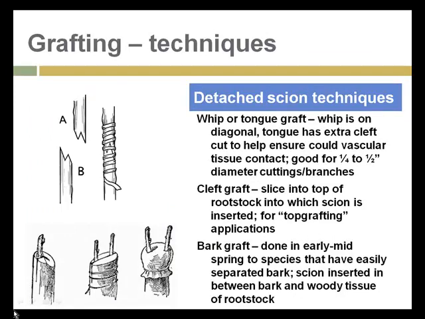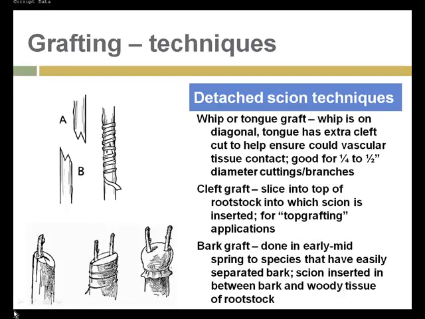So here are some techniques. Here are the detached scion methods. The first one shown here is a cleft graft. The lower one is a cleft graft, and the upper one is a tongue graft. And these are just examples of how tissue can be inserted. Once it heals, the growth will be rapid, and then it is taped or tied shut for healing.